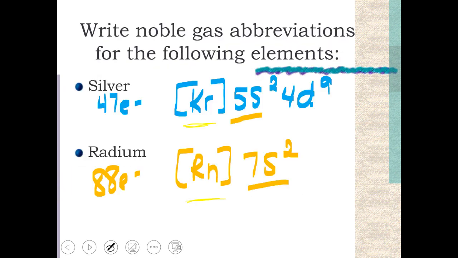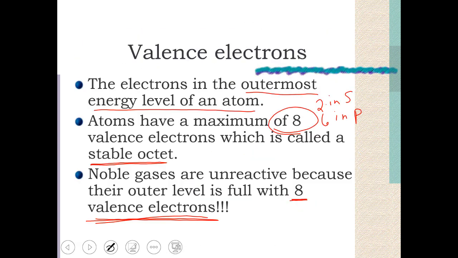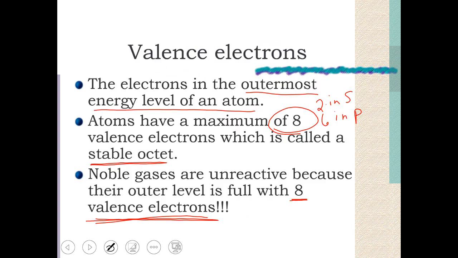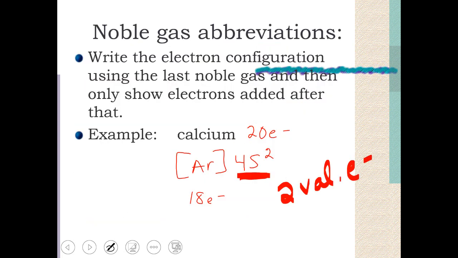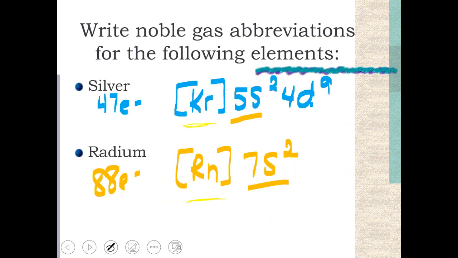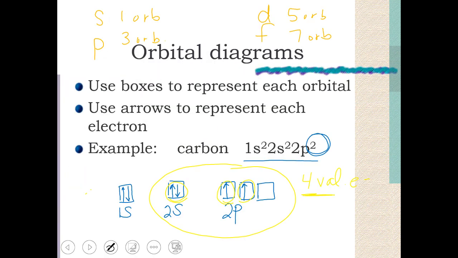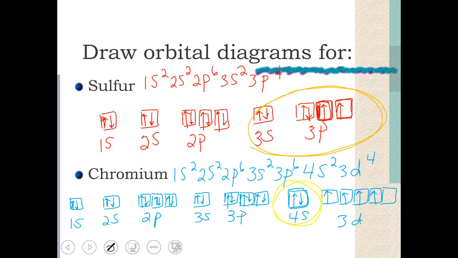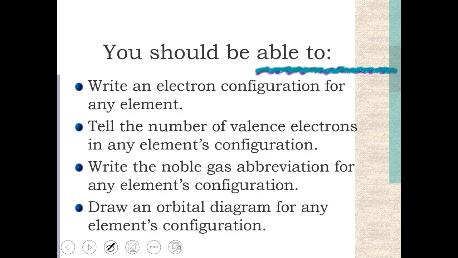I'm not going to give you anything long like silver or radium to draw a diagram. And on a test or a quiz, if it asks for the complete electron configuration, you got to give the whole thing like this. That's the electron configuration. If it asks for the noble gas abbreviation, then you can do this. If it asks for the orbital diagram, then you need something like this. And in all of them, you're able to pick out how many valence electrons are in the configuration.